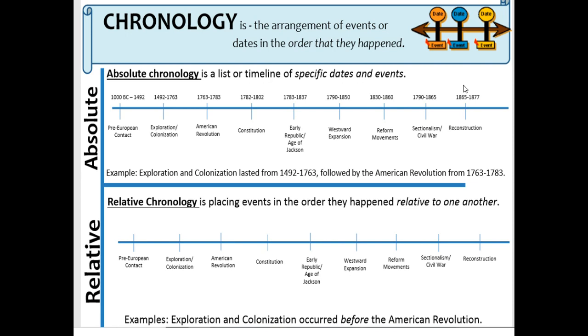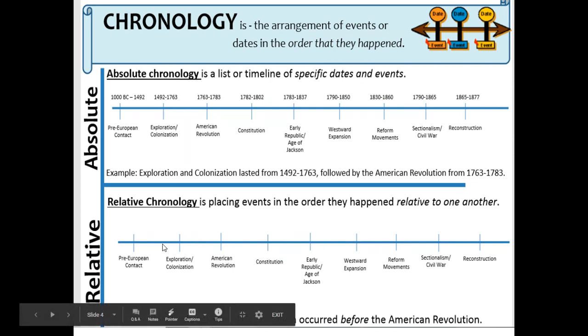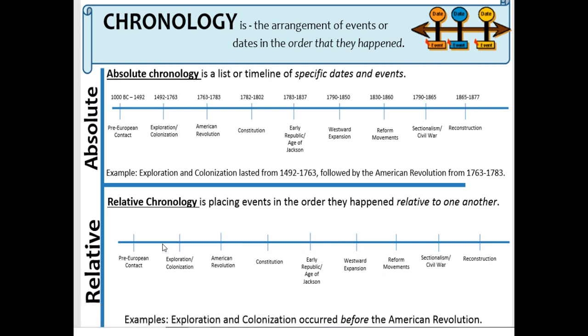We also look at history and events in relation to each other. So on the timeline at the bottom, you can see the same descriptors at the bottom, but your dates are gone. So this is just using your descriptive skills to explain history in relation to other events. For example, exploration and colonization of the Americas occurred before the American Revolution did. This is an important skill to have, especially when you're describing historical events, which we will do a lot this year.